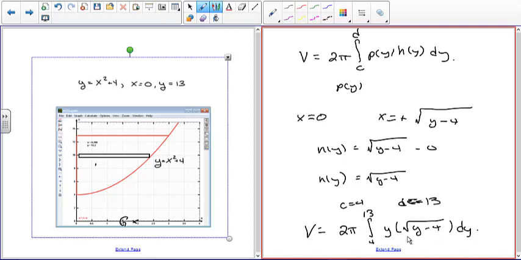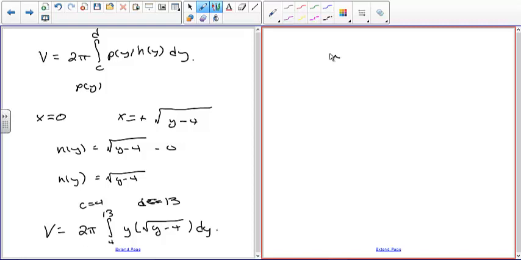Oh, sorry. I saw Daniel, but go ahead. So what would you let u be? And what do I do about this guy here? Right, yeah. So this is that second type of u substitution that we talked about. So you would still use u as being the y minus 4, but then you would solve for y, which is equal to u plus 4, and dy would be equal to du.